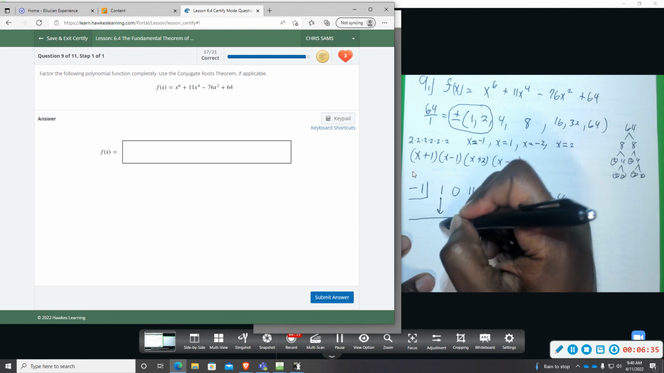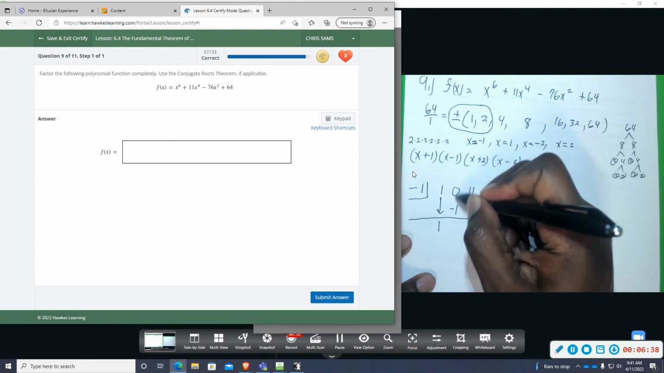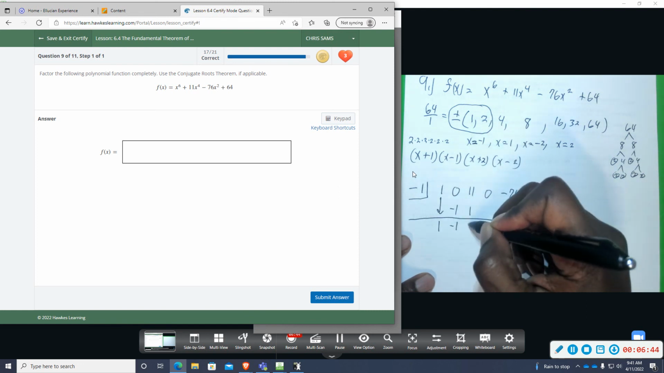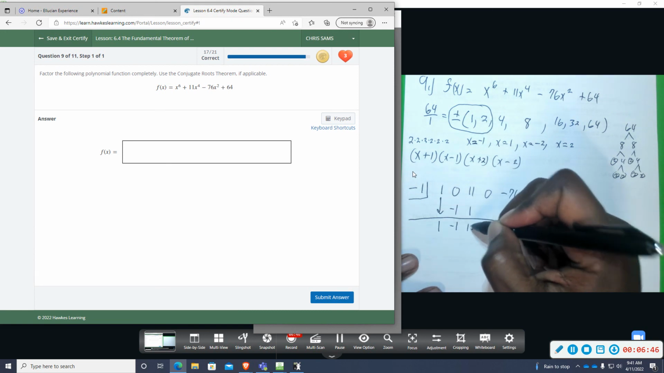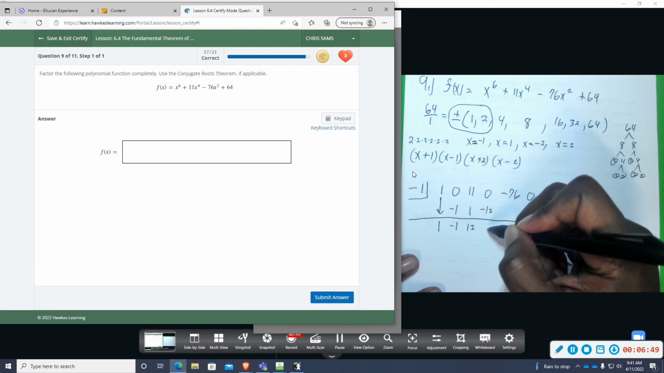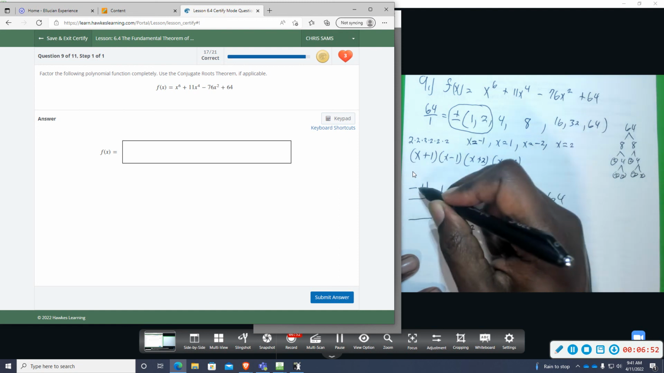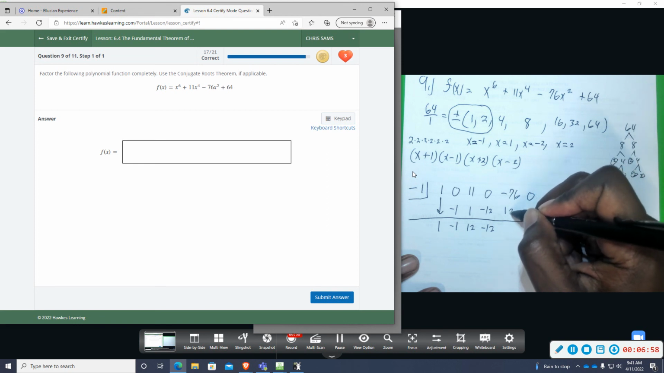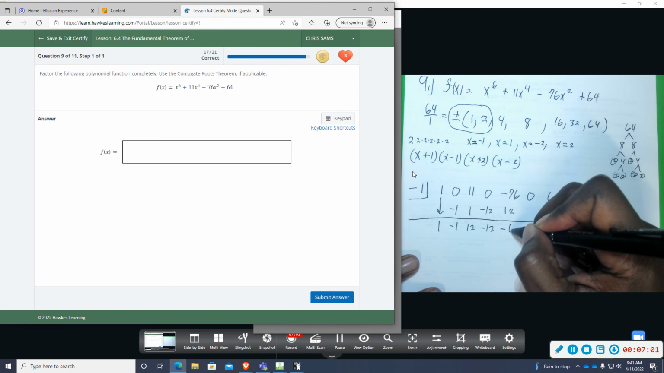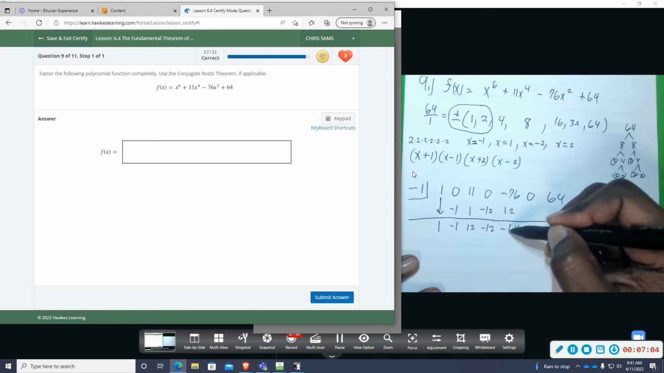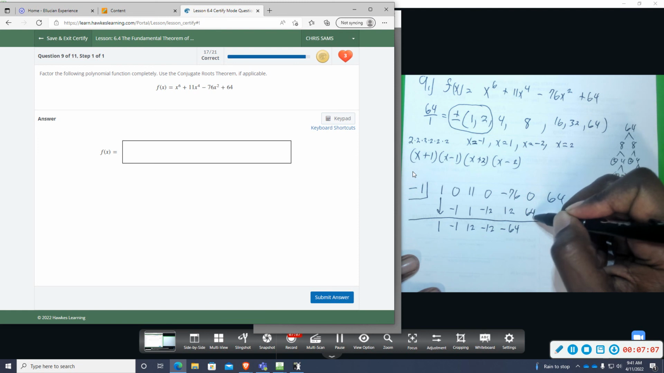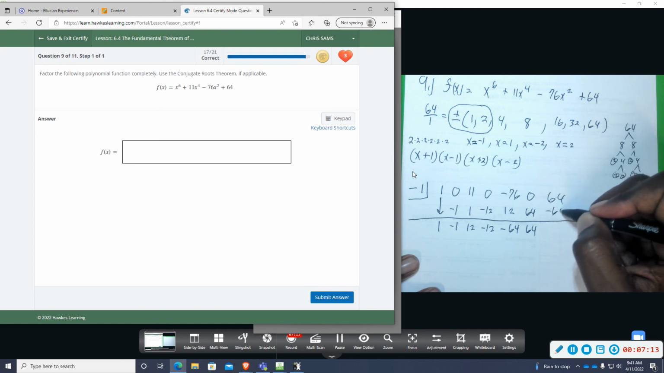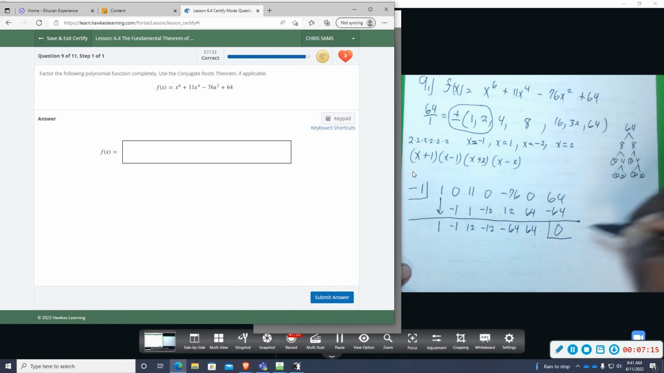Bring the first term straight down. Negative 1 times 1, negative 1, combine, negative 1. Negative 1 times negative 1, positive 1, combine, we get 12. Negative 1 times 12, negative 12, combine, and we get negative 12. Negative 1 times negative 12, that is going to give us a positive 12, combine, and we get a negative 64. Negative 1 times negative 64 is a positive 64, combine, we get 64. And then negative 1 times 64, negative 64, combine, and we get 0. So that's what we expected.